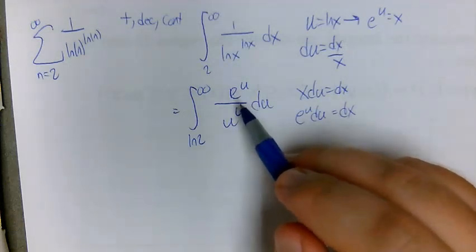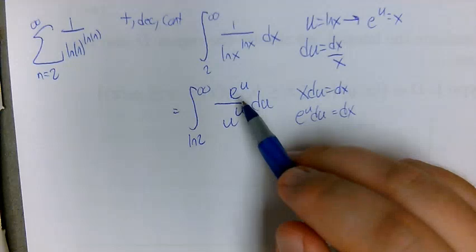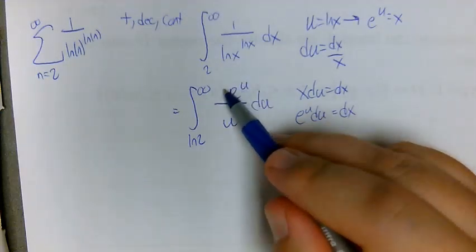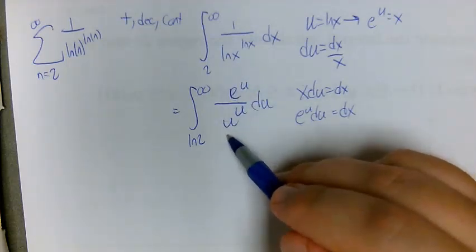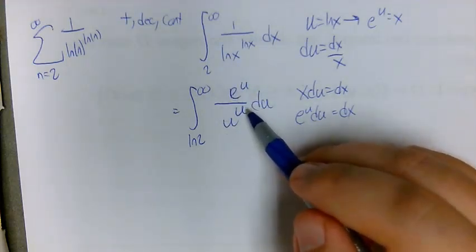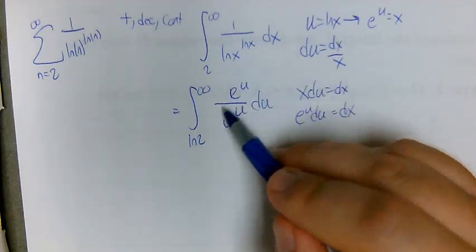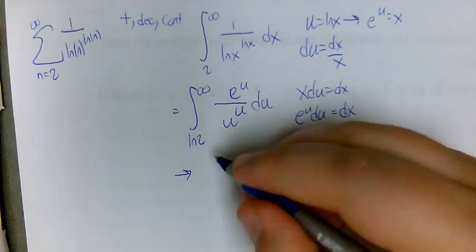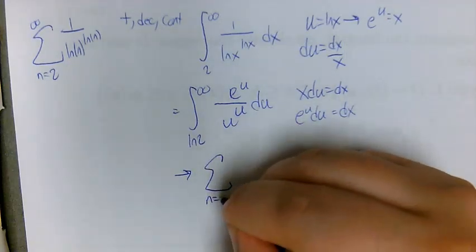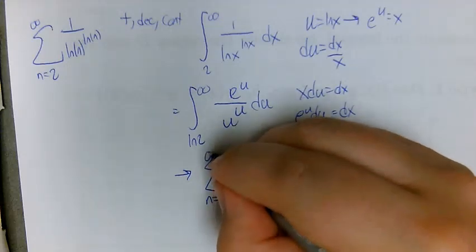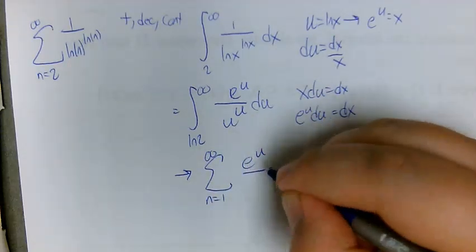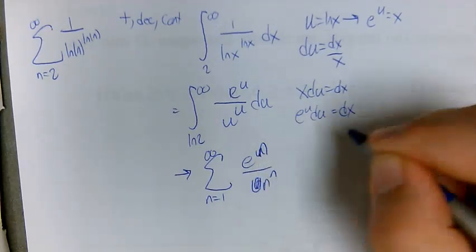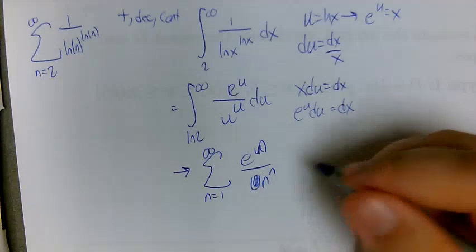But surprisingly, remember one key aspect of the integral test is that the integral does the same thing that the series does, provided we're positive, decreasing, and continuous. And this still satisfies those requirements. So this is going to do the same thing as the series, n equals, I guess we could do 1 to infinity of e to the u, or sorry, e to the n over n to the n. Now this is something that we can use the root test on.